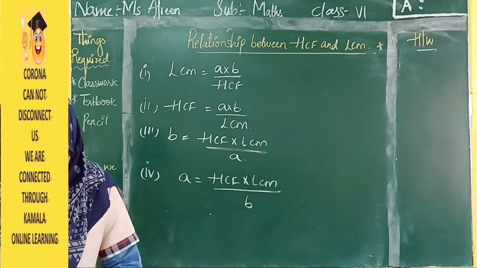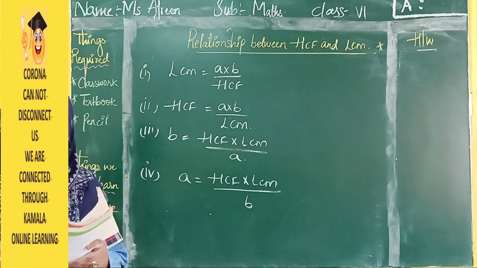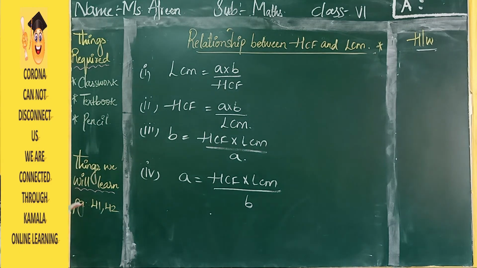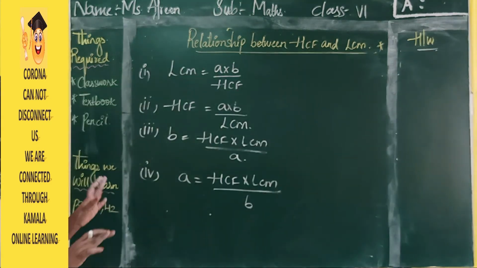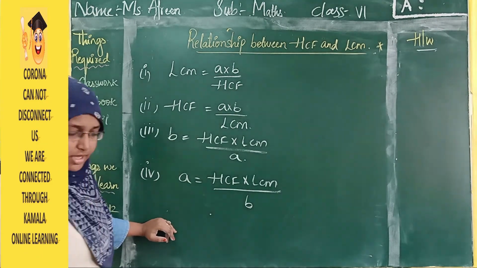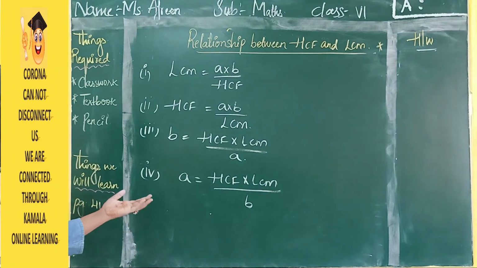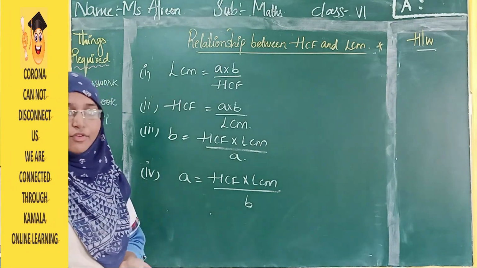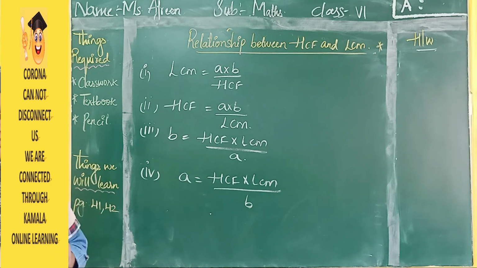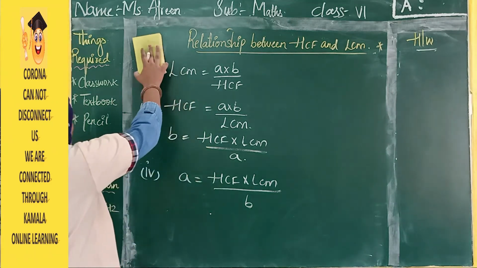Next, based on this, we have our next exercise, that is 3.6. I hope you are clear, and please do read and learn all these formulas. This will be very easy. Maybe you are getting confused about what this A is, what this B is, what LCM is. When you solve your problems, it will be very easy and convenient.